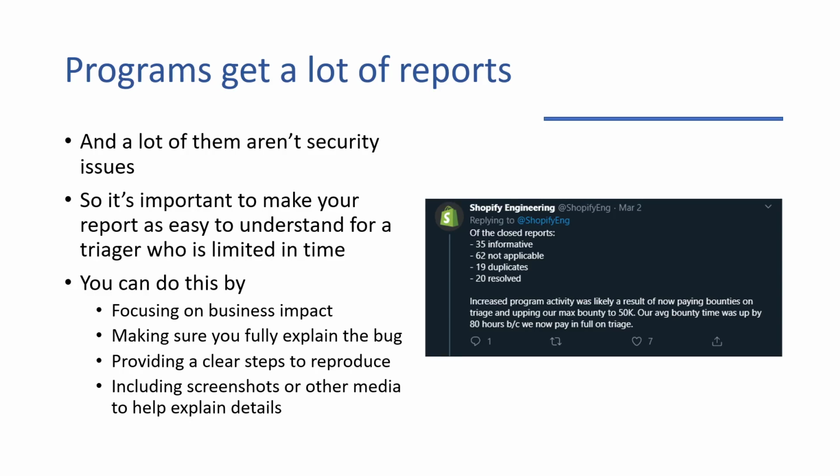And especially as they do this very, very quickly, it's important to make your report as easy to understand as possible for a triager who is limited in time. And especially making that case for your bug, focusing on that business impact, making sure you fully explain the bug, providing those clear steps to reproduce, and including screenshots or other media to help explain details, videos, pictures, making sure you focus on that impact. So then they can look at your bug and go, yeah, you know what, I understand that impact. Because maybe of those 62 not applicable bugs, maybe there's a good amount there that have real bugs that just don't explain it properly and don't put it into their terms.